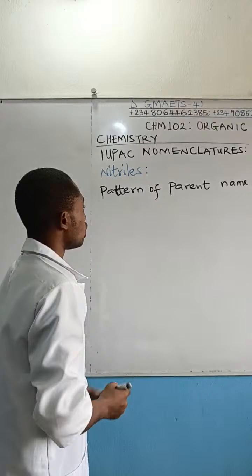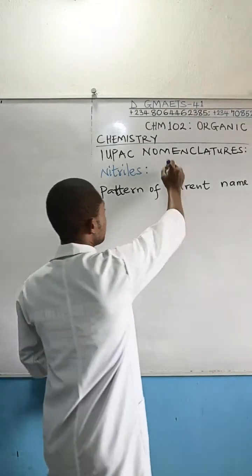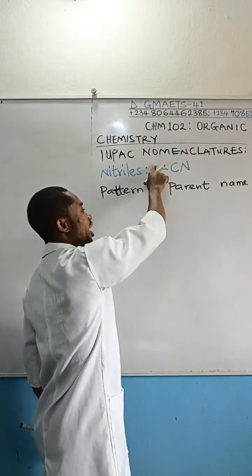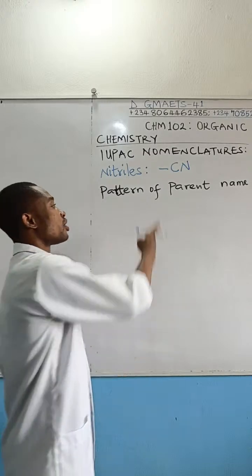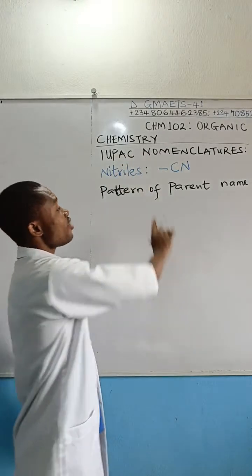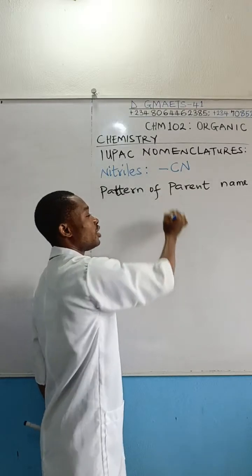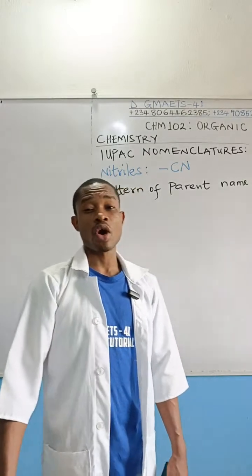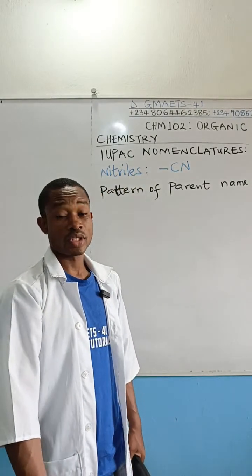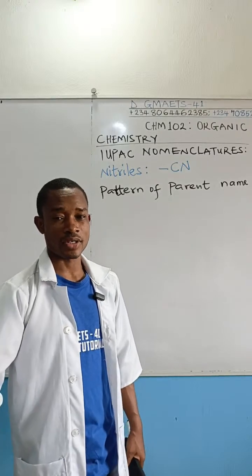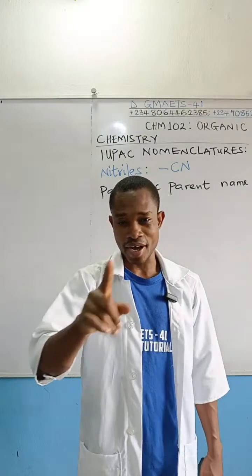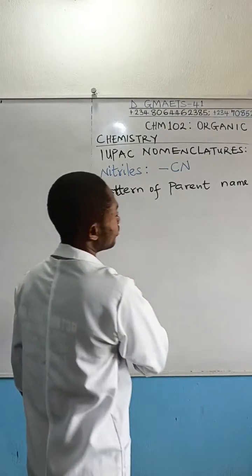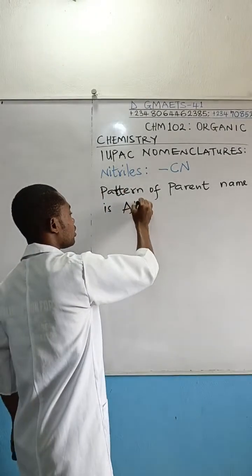Meanwhile, first of all, I want to take note of the functional group of these compounds, which is this. Now, on this bond line, hydrogen can fit in, alkyl groups can also fit in. If hydrogen is to enter here, it becomes methanonitrile, which we call hydrogen cyanide. We call it hydrogen cyanide also. But in organic chemistry, methanonitrile, take note. So the pattern of the parent name is alkanonitrile.